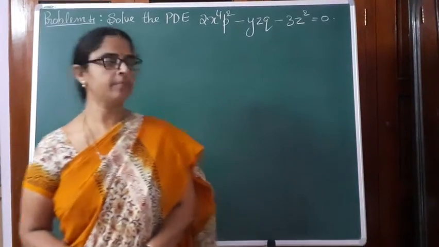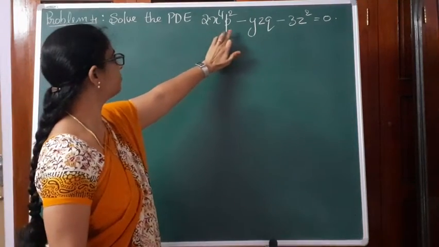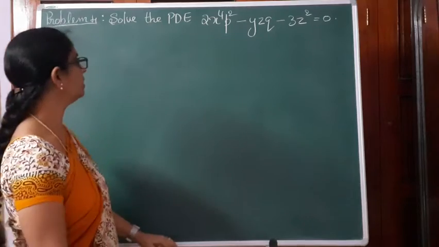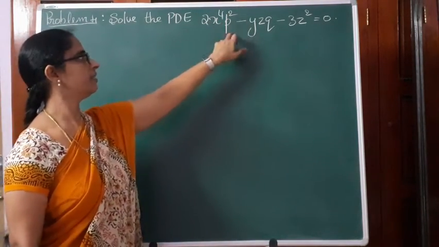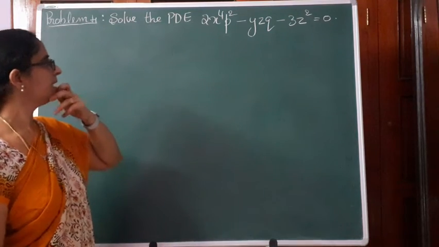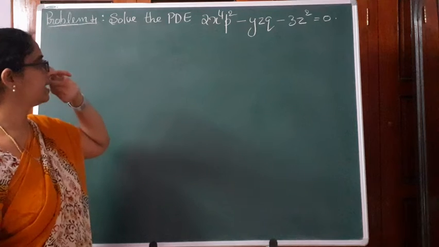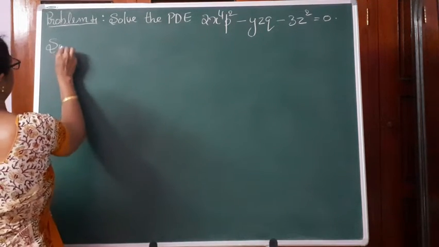Now we solve another problem. This is the partial differential equation: 2x power 4 p square minus y z cube minus 3 z square is equal to 0. By looking at that, we can identify that it is non-linear because we have p square here. It is non-linear. So we try to reduce it to standard forms by taking a suitable substitution. So let us see what substitution is needed here.